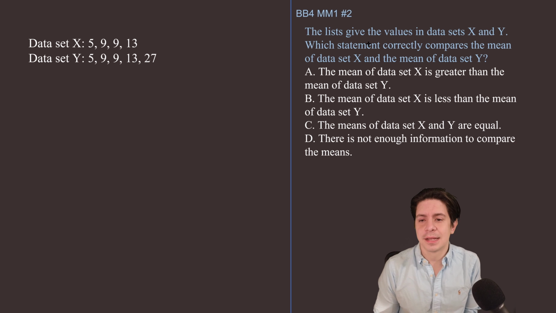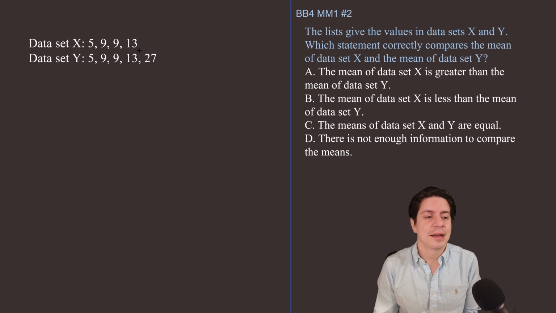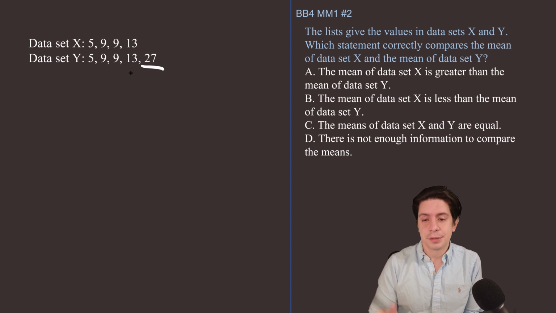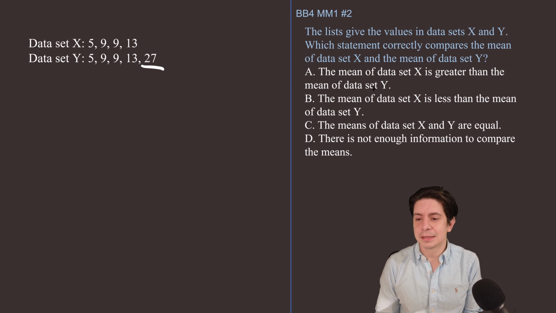Then we have this one here. The lists give the values in datasets X and Y. Which statement correctly compares the mean of dataset X and the mean of dataset Y? So many people will look at these datasets and actually find the mean. I'm not going to do that. I'm going to notice that we're just comparing the mean. X and Y are identical except Y has 27, and 27 is bigger than any value in X, so it's going to make the mean go up.